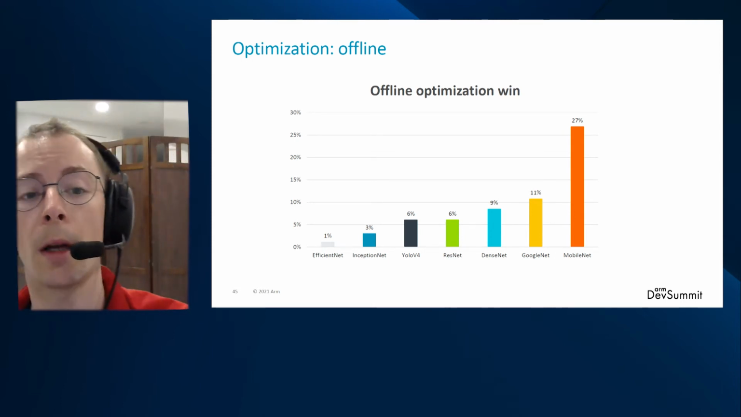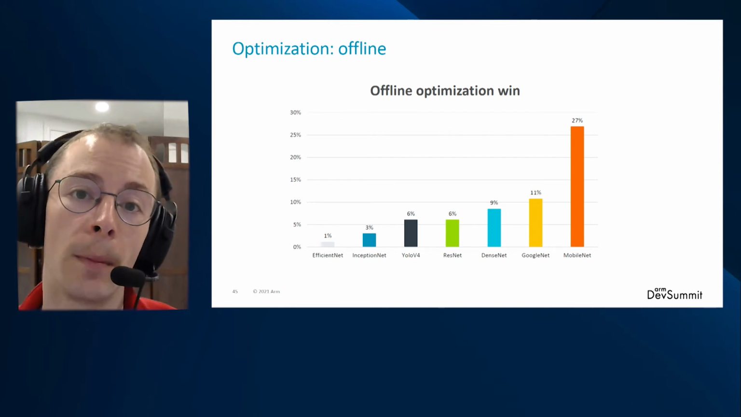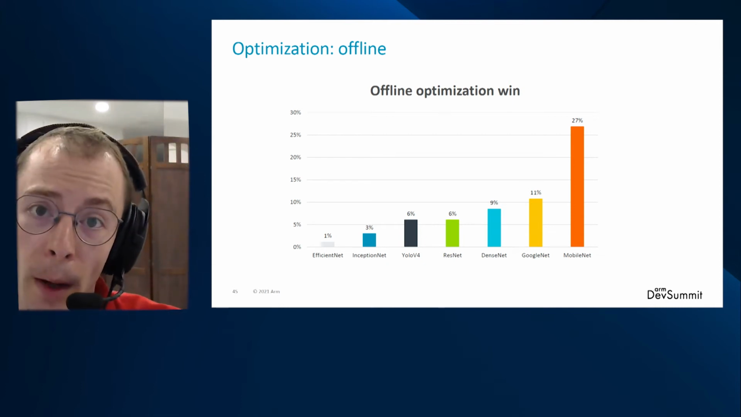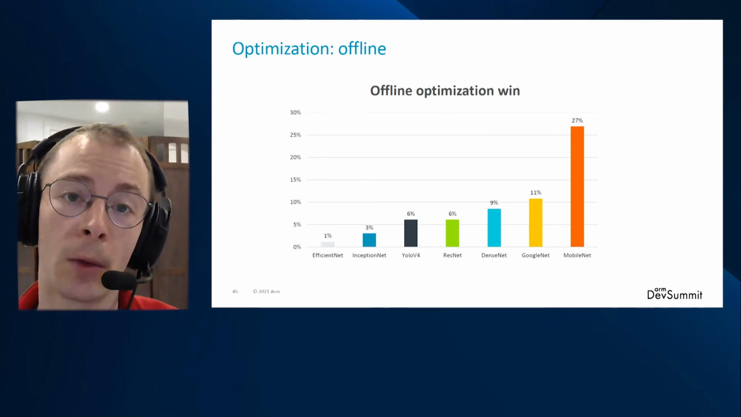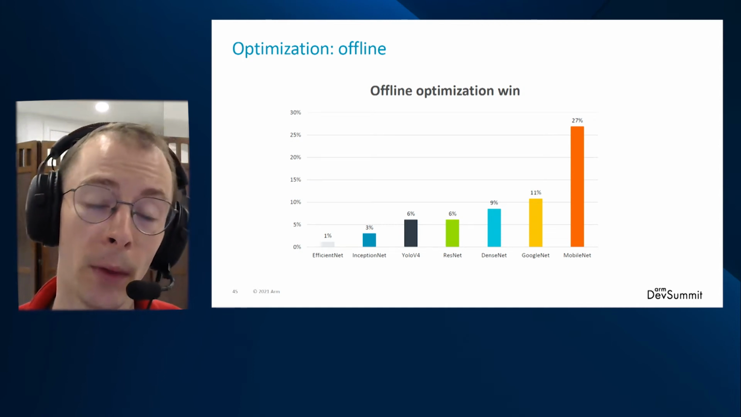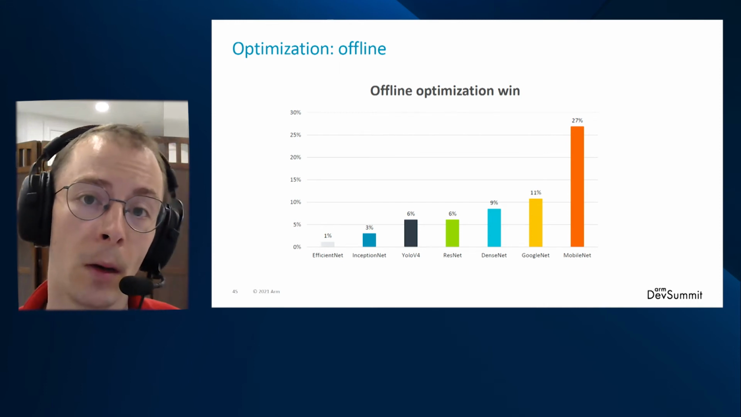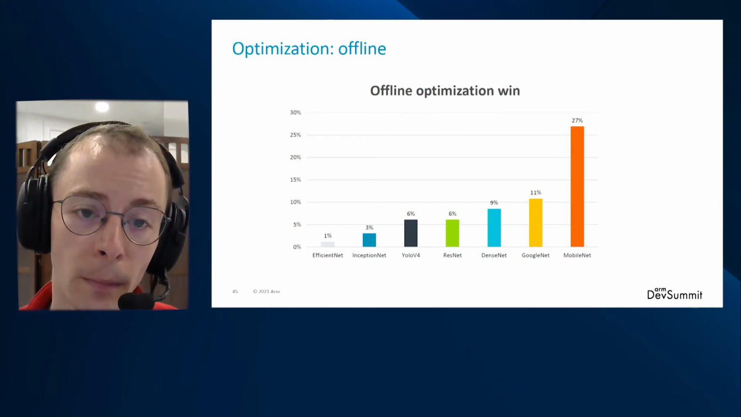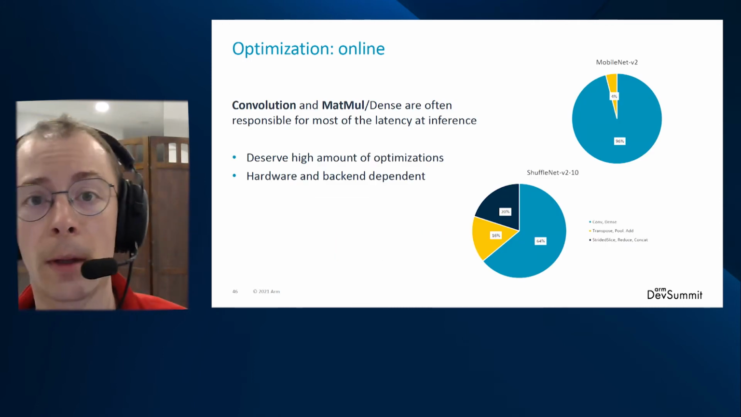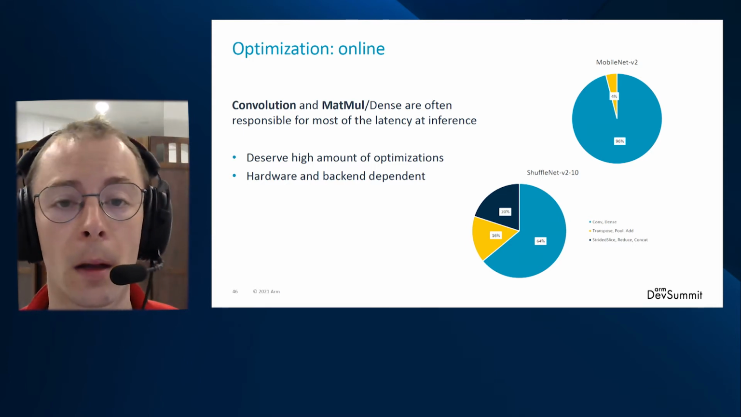So here I've showcased different types of popular model architectures and the win we get by performing all of our offline optimization passes. As you can see for MobileNet, the wins are pretty substantial. We get a 27% win, which is really great. On the other hand, for EfficientNet, even if we do trim out a lot of layers, the real-time performance win is only roughly about 1%. So what does that mean? Well, let's take a look at what dominates the inference time and runtime.